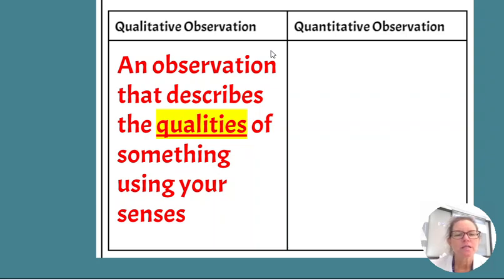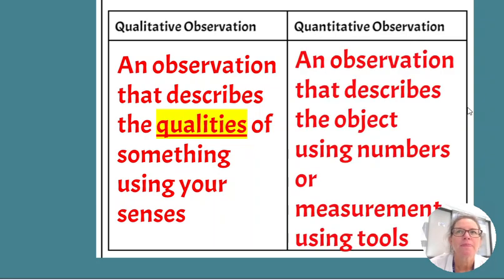So using my senses, I can make some observations. On the other hand, a quantitative observation is more precise. It's an observation that describes an object using numbers, or it's a measurement using tools. And so there will be numbers involved.